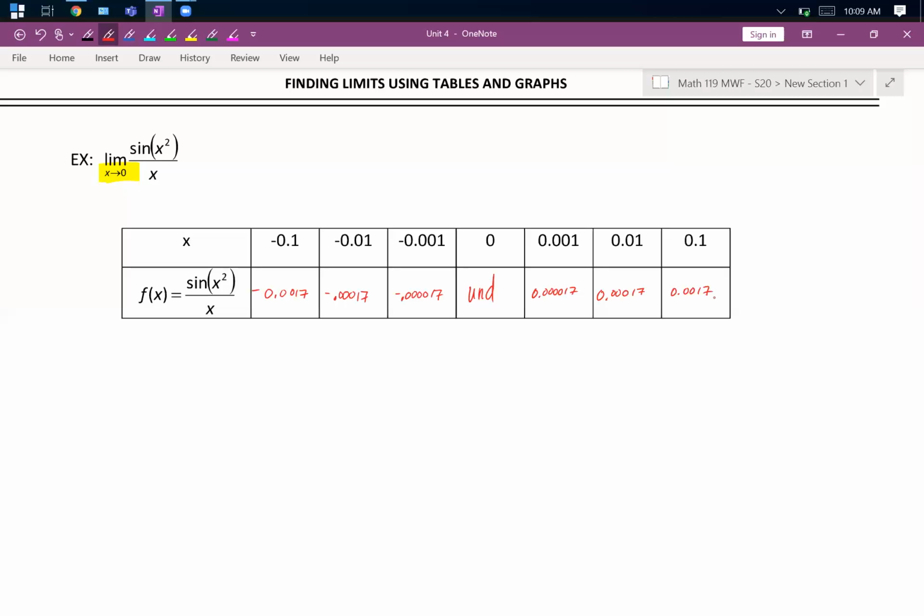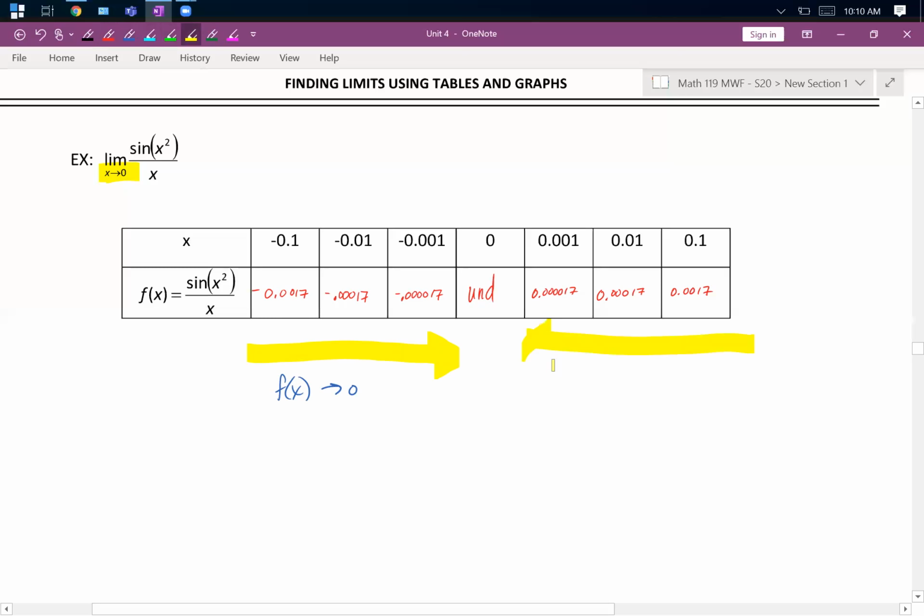If we take a look from the left side as x is approaching 0 from the left, our y value is getting close to what number? 0. F of x is approaching 0. And then if we look from the other direction, our y value, again, getting smaller and smaller, is approaching 0. So because we're approaching 0 from both sides, that means that the limit as x approaches 0 of sine of x squared over x is equal to 0.